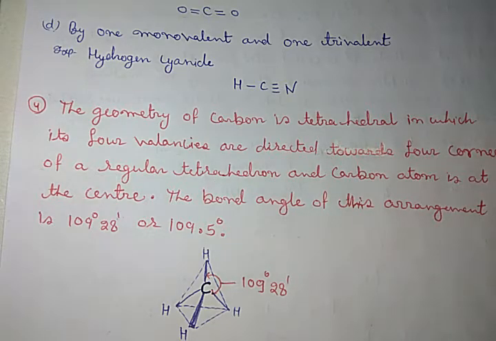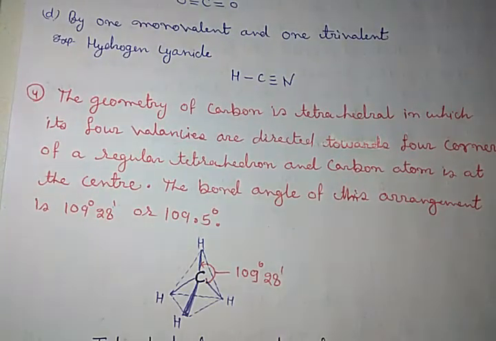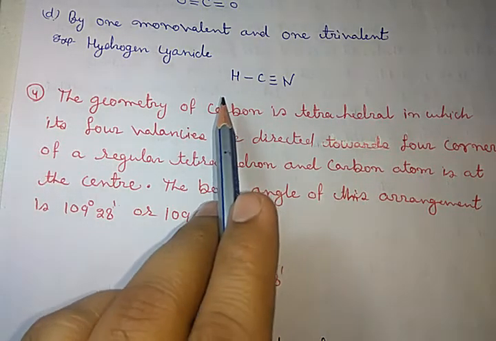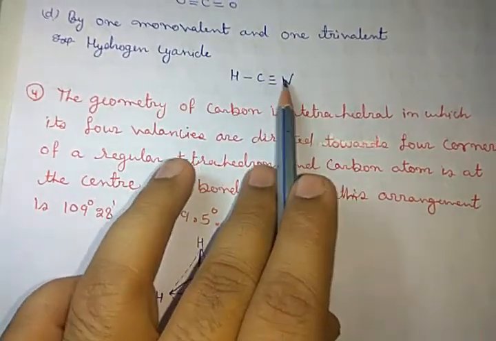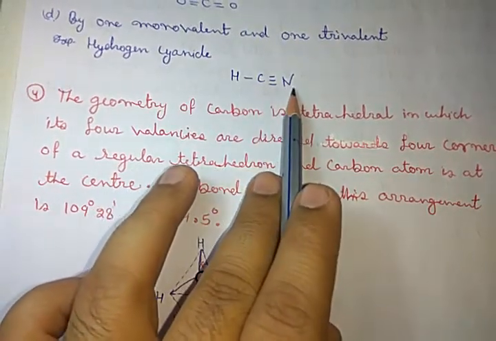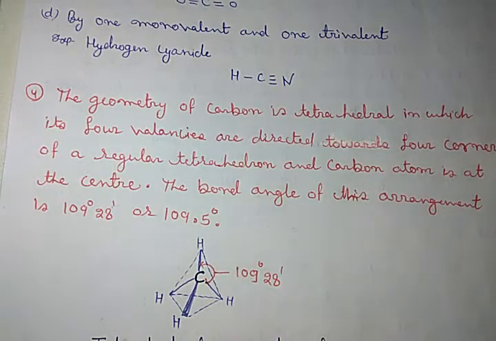By 1 monovalent and 1 trivalent, in which it combines with 1 atom which can make a single bond and one another which makes a triple bond. For example, hydrogen cyanide, in which carbon is singly bonded with hydrogen and triple bonded with nitrogen. Got it? Clear? Now, the next property is geometry of carbon.